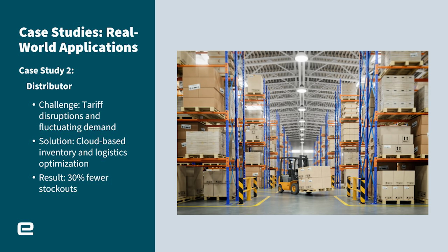Their solution was a cloud-based inventory and logistics optimization. So here they did put more technology in place than the first case study. These guys needed technology. They didn't have a modern technology to help them through this process. So by putting in new technology and getting data up and down the supply chain, they were able to reduce their stockouts by 30%.